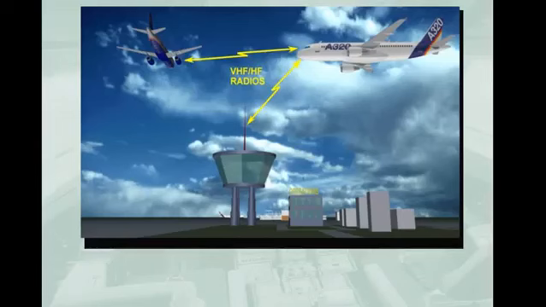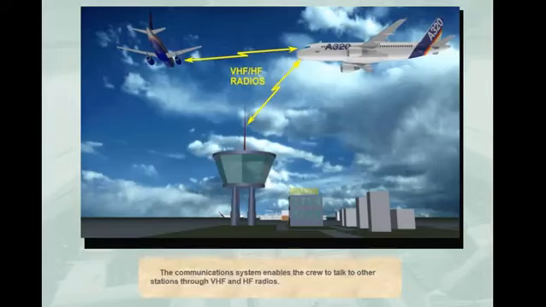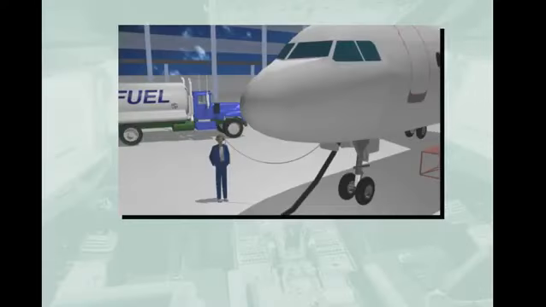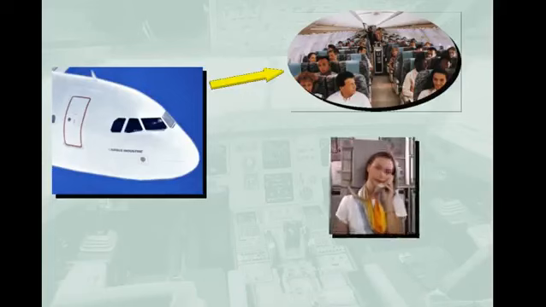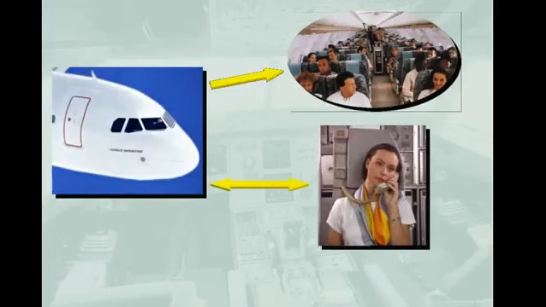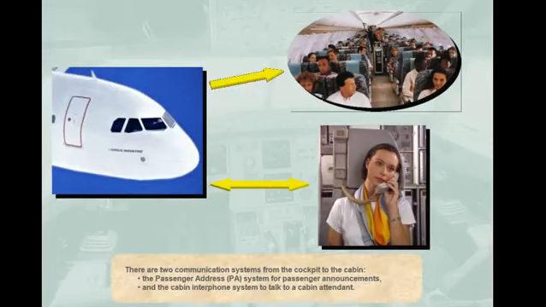The communication system enables the crew to talk to other stations through VHF and HF radios. It also enables communication with a ground mechanic. There are two communication systems from the cockpit to the cabin: the passenger address (PA) system for passenger announcements, and the cabin interphone system to talk to a cabin attendant.